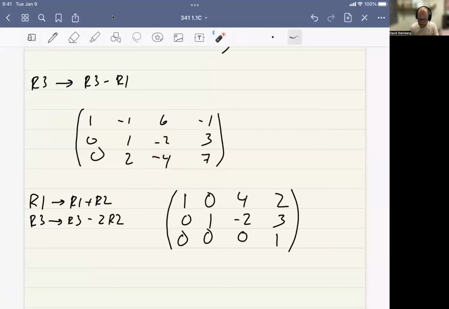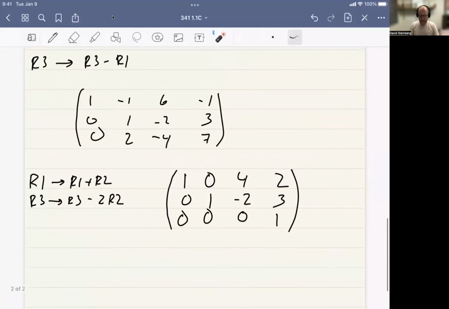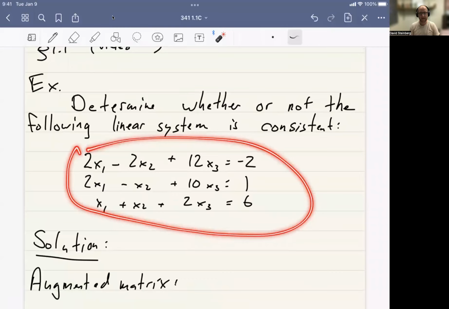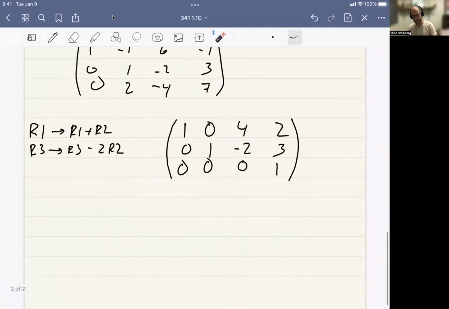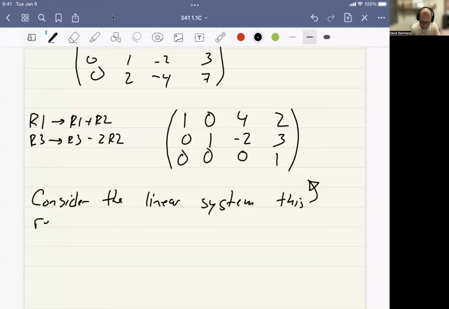Since I'm such a pro, something occurs to me. We should look at this and stare at it for a second and think, what is the corresponding linear system? Because these are just numbers in some array. We know that they're supposed to represent systems of equations. And so when we go back and look at the system of equations, something should pop out at you. So let's consider the linear system this represents.